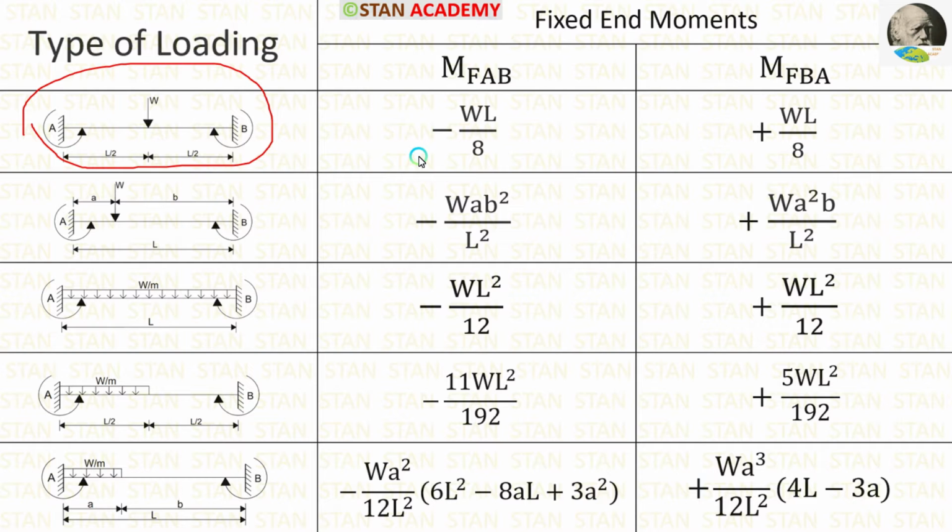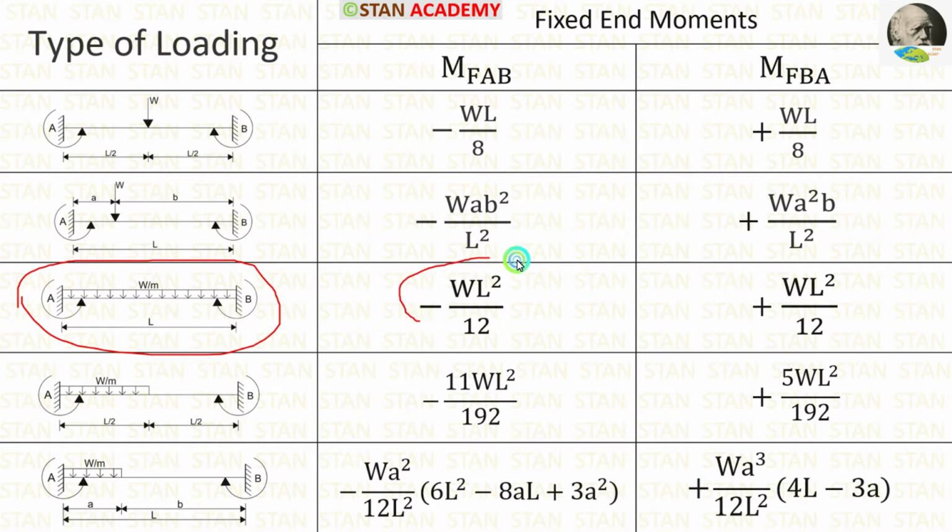The formula for the fixed end moments are minus WL upon 8 and positive WL upon 8. In the span BC, we are having UDL acting for the full span. So we have to select this condition. The formula for the fixed end moments are minus WL square upon 12 and positive WL square upon 12.